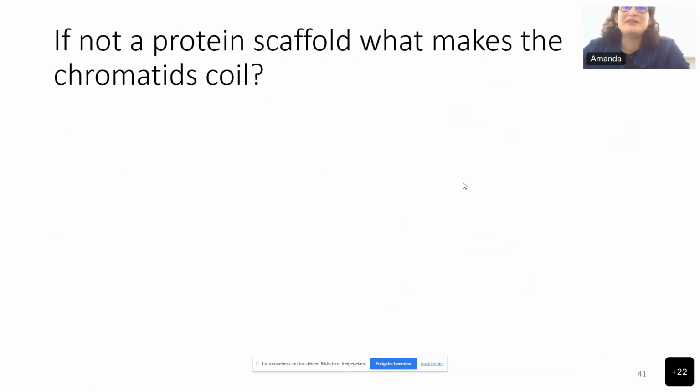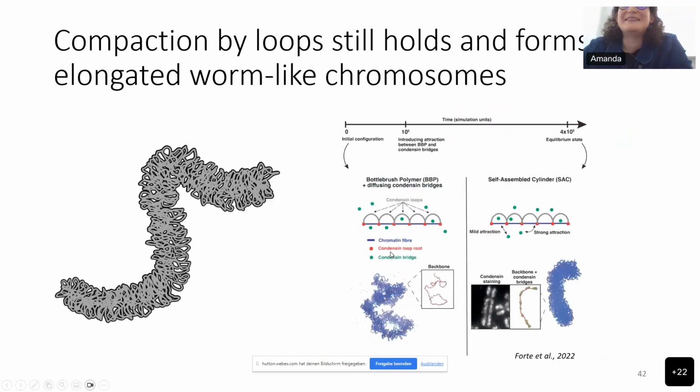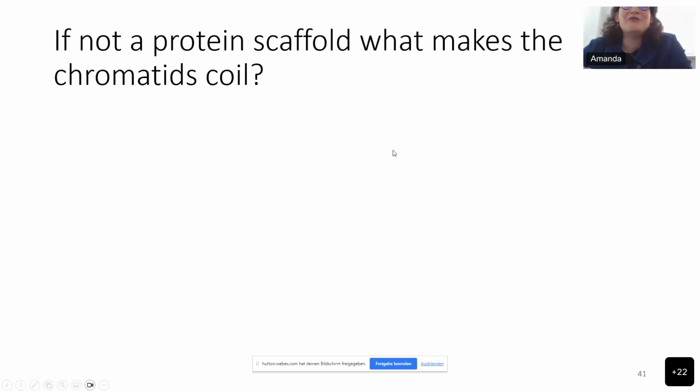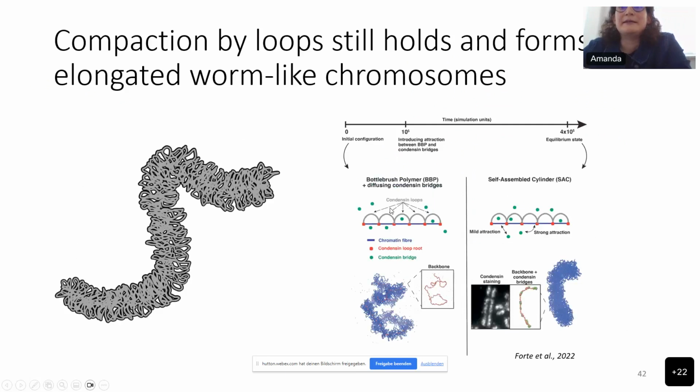But if you allow me some speculations, we then turn to see what makes the chromatids coil. And well, the formation of the loops still holds, and maybe there are some cases where this kind of structure, which we then named the chromonema, wouldn't need a protein scaffold, but different mechanisms can yield a chromonema with no protein scaffold.